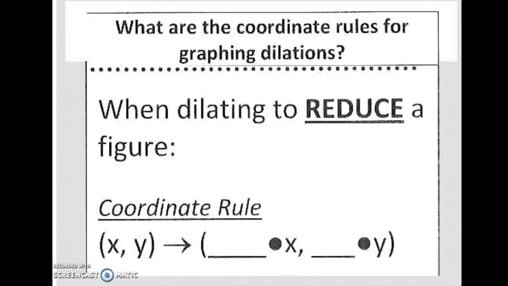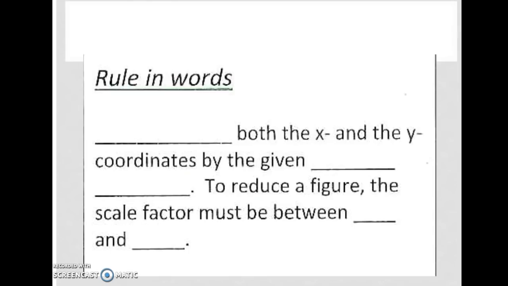What are the coordinate rules for graphing a dilation? When dilating to reduce a figure, here's the coordinate rule. You must have a scale factor greater than 0 but less than 1 times your x coordinate, and the scale factor greater than 0 but less than 1 times your y coordinate. Let's write the rule in words. We're going to multiply both the x and the y coordinates by the given scale factor. To reduce a figure, the scale factor must be between 0 and 1.